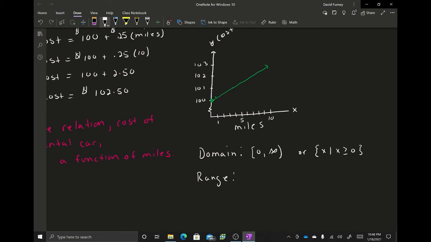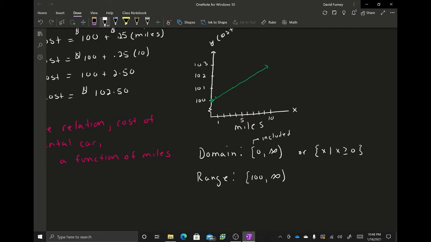My range is going to be somewhat similar in this case. It's going to start at 100, and it's going to go to infinity. And how does that work? Well, remember we said if we drive 0 miles, it's going to be $100. So that's the lowest cost we could possibly have for renting the car, and then it's just going to go up from there. If you drive an infinite amount of miles, your cost would be infinity, and that's what that means.